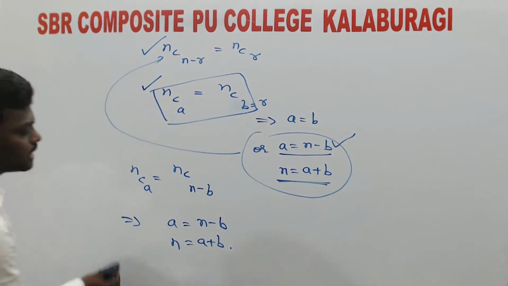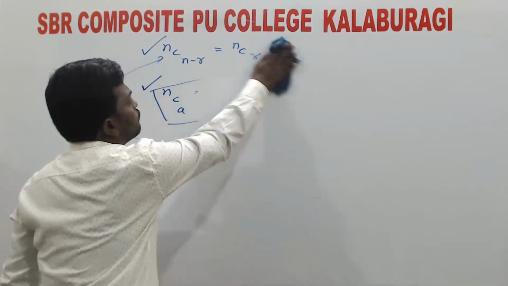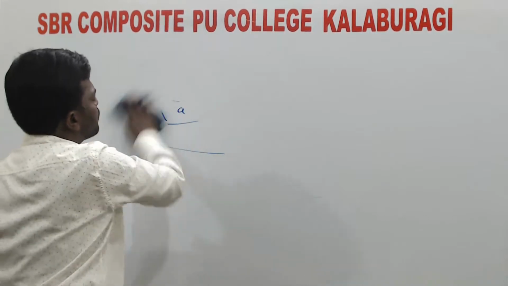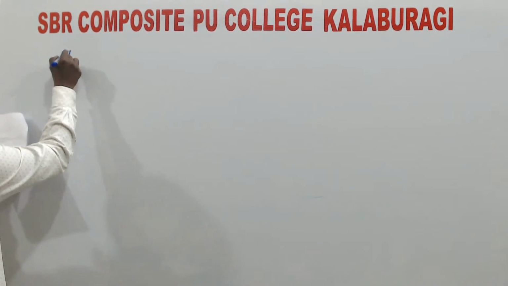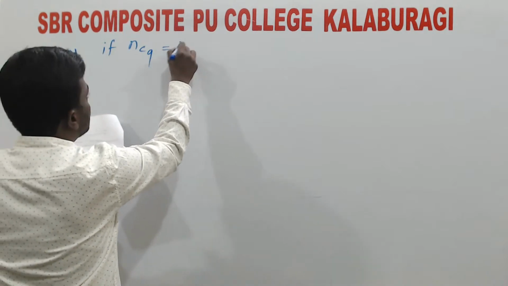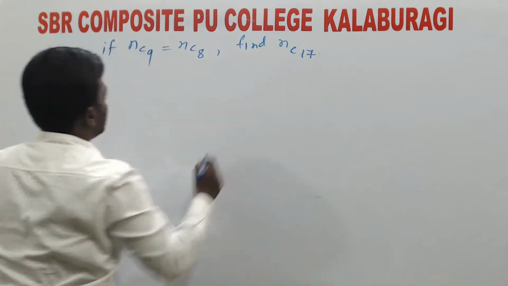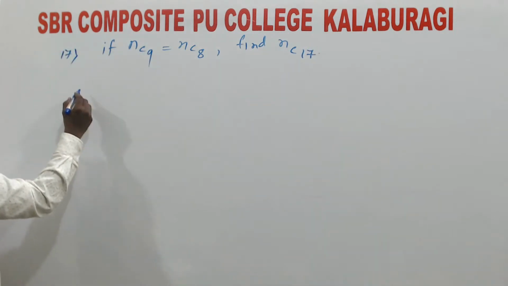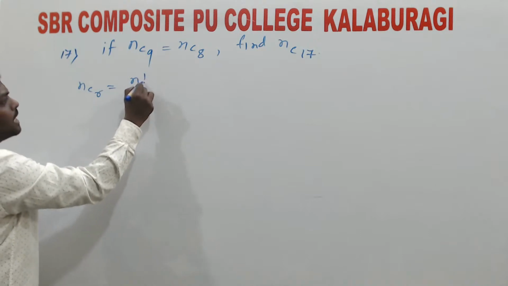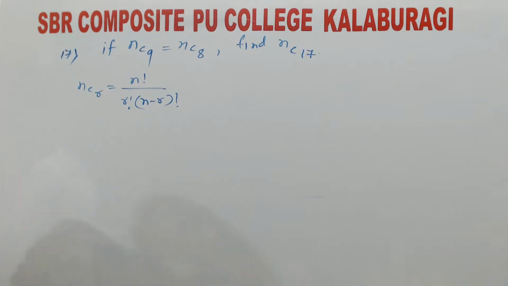Okay, so now we shall see the 17th example. You can either solve it by the formula or you can solve it by the properties which we have defined here. So the question, example 17: if nC9 is equal to nC8, find nC17. What is the nCr formula? The nCr formula is n factorial by r factorial into (n minus r) factorial. So use this formula and solve, students.